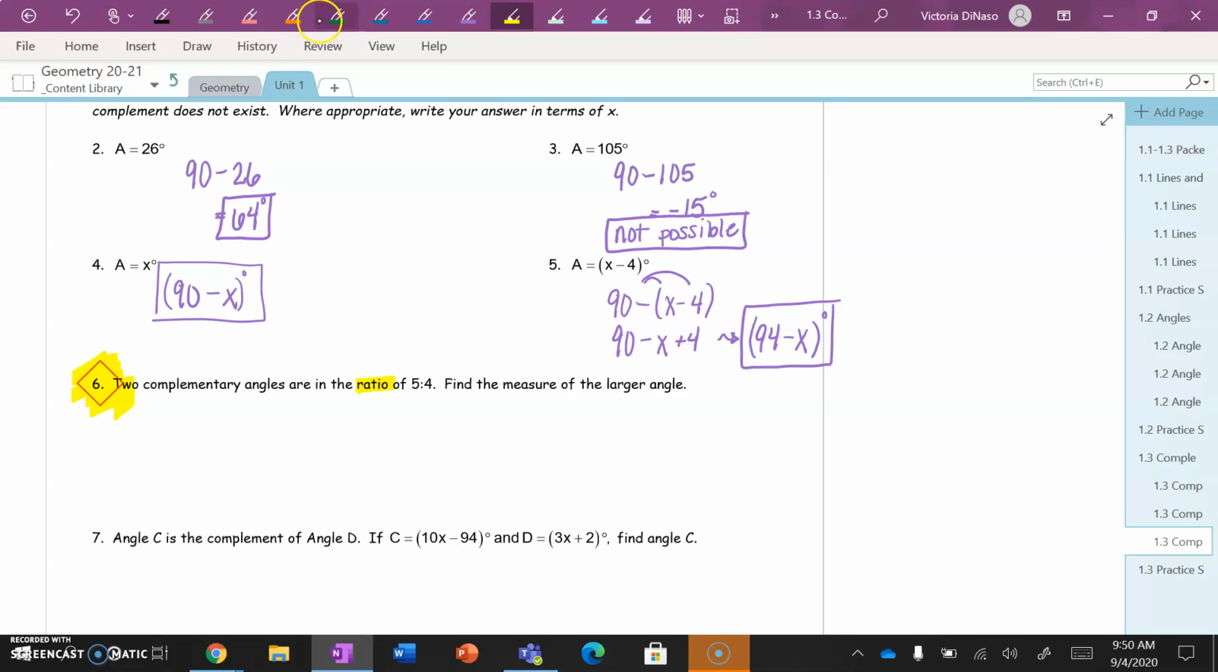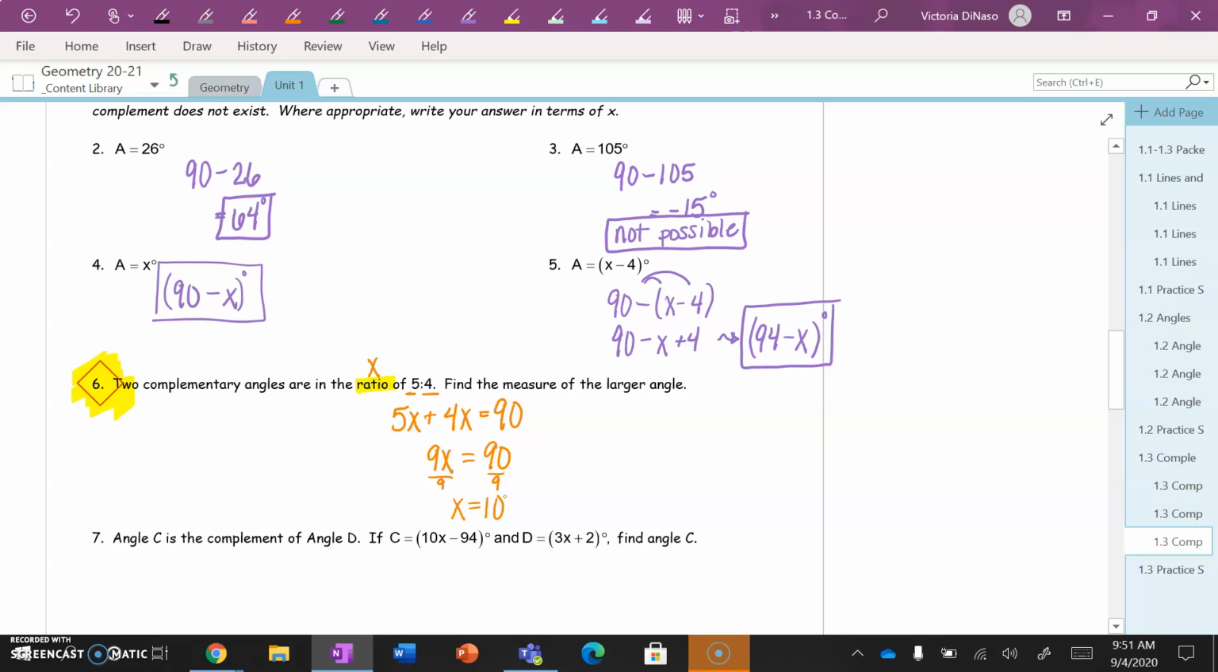So what you're going to do in this problem is attach an x next to 5 and next to 4, combine them with addition, and set it equal to 90 degrees. So we're going to use 5x plus 4x equals 90. Anytime that you see that word ratio, we're going to put an x there. For my like terms, we have 9x equals 90. Divide each side by 9. So we get that x equals 10.